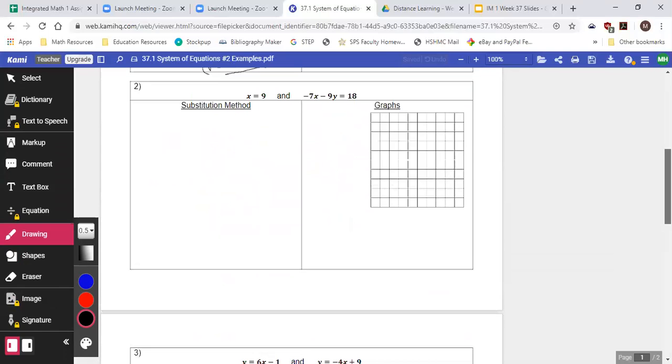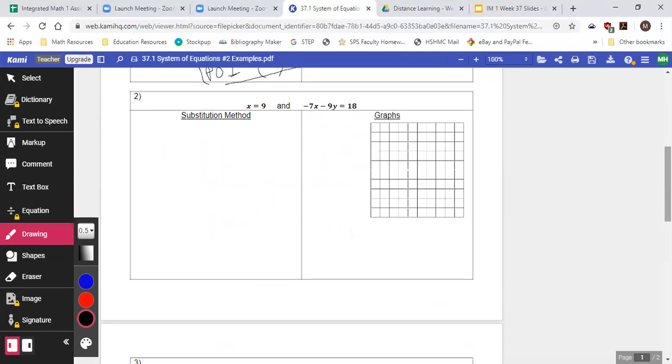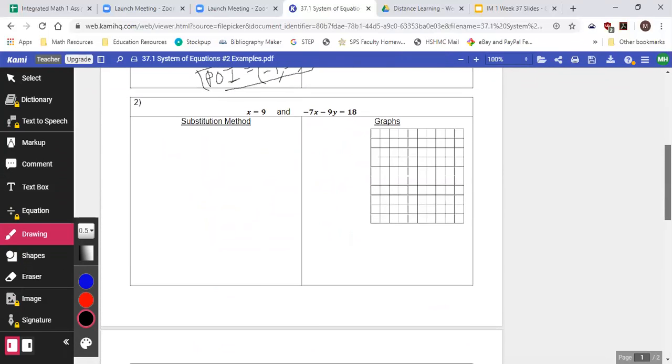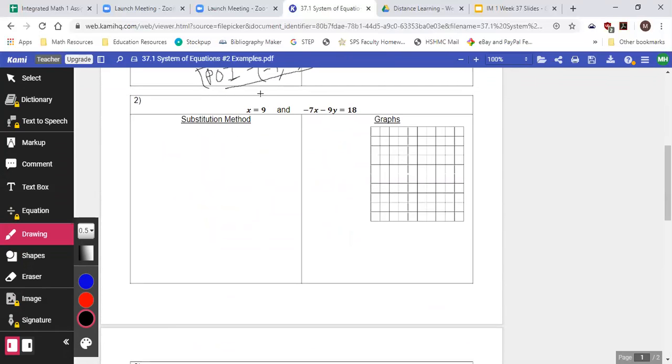As always, if you feel like you need another lesson on it, this is always pre-recorded, so you can watch the video again. So now we're going to try the second example.